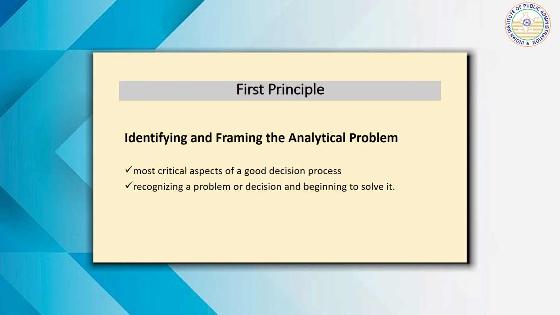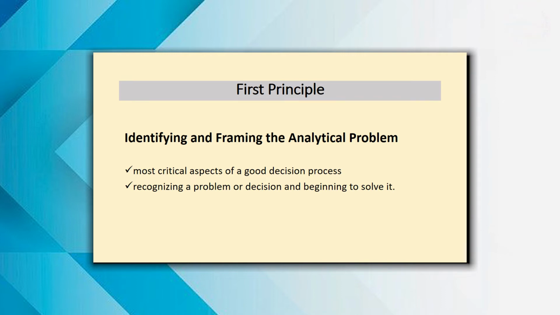In analytics, this step is called framing, and it is one of the most critical parts of a good decision process. A proper quantitative analysis starts with recognizing a problem or a decision and beginning to solve it. When we did not have data analytics, it was basically a hunch or an intuition which led us to decide. But now with analytics, the whole point of quantitative analytics is to eventually test our hunch against the data.